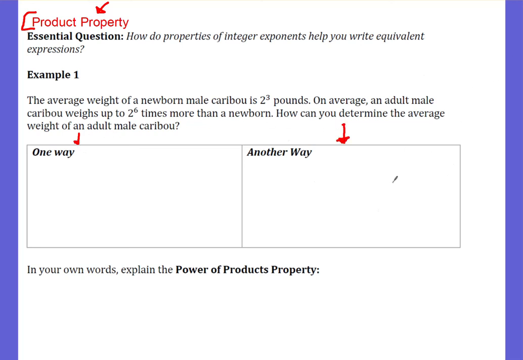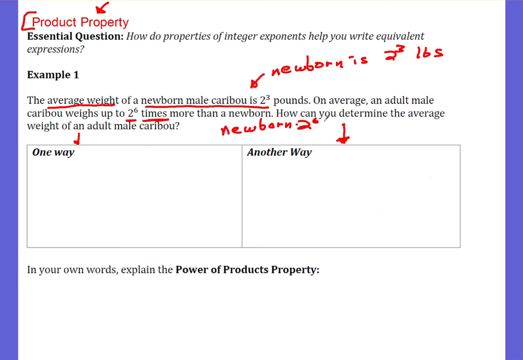So I'm just going to look at the question. We have the average weight of a newborn caribou. A newborn is 2 to the 3 pounds. And then it says, on average, an adult male caribou weighs up to 2 to the 6 times as much as a newborn. So essentially, if I take a newborn and multiply it by 2 to the 6th, I should get the weight of an adult.